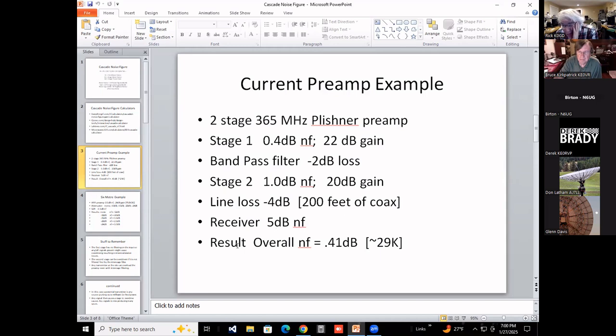And the results: overall noise figure, with a 0.4 dB noise figure up at the front end attached to the antenna, the total system noise figure with all these losses and gains still comes out to be 0.41 dB, which is very good. It's about 29 degrees Kelvin temperature. And so we did see some pulsars, and we were able to detect them here.